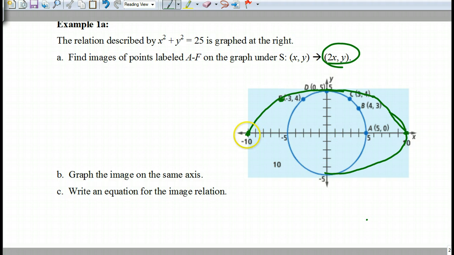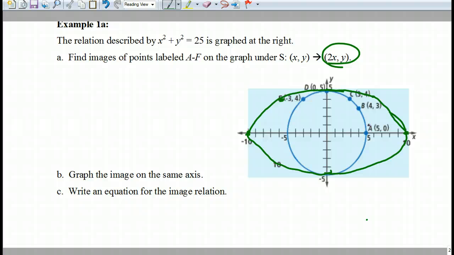Wait, so we times it? Yep, because it's scaling the x's by 2. You're multiplying each x value by 2. Oh, it does make the eyeball. Isn't that cool? All right, so we graphed it up here. You guys can see what happens. It actually stretched that circle out.